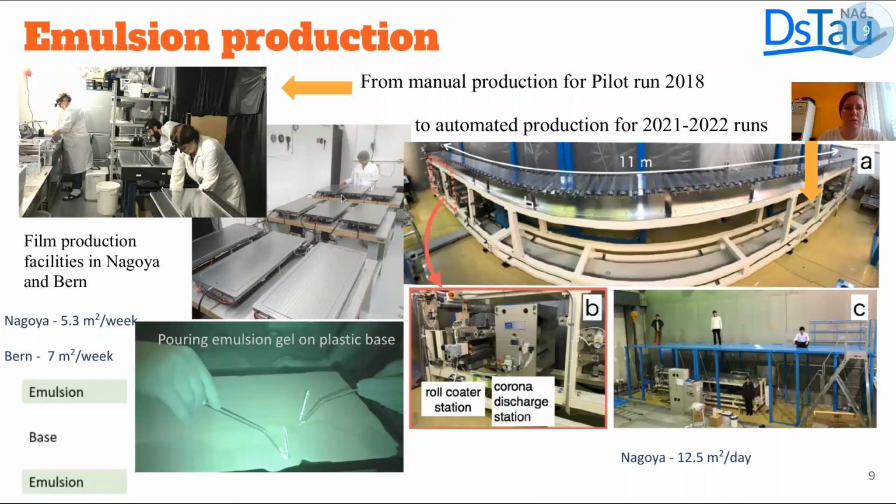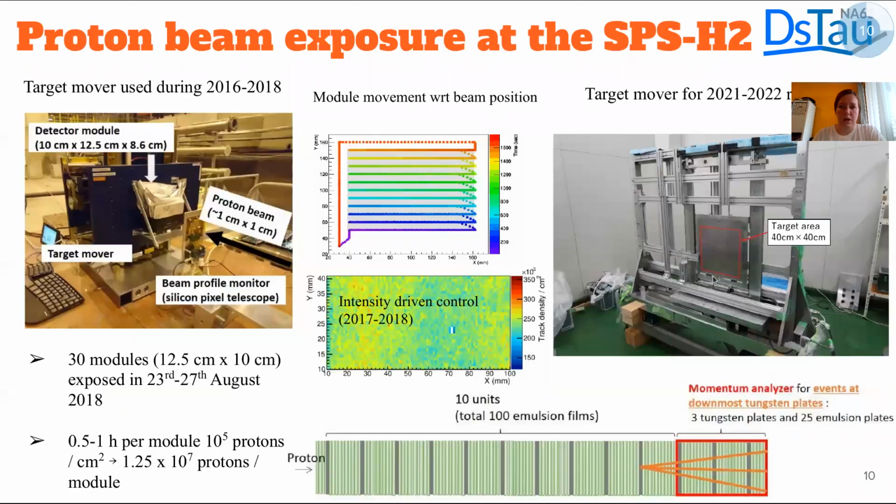Here you can see the emulsion production. On the left, there are manual production facilities in Nagoya and Bern. Emulsion was poured by shifters on two sides of a plastic base, and the speed of such production was about 5 or 7 square meters per week. Now for the physics run, we're using an automated production line at Nagoya University with a speed of production of more than 10 square meters per day. Also, we are working on geometry improvement.